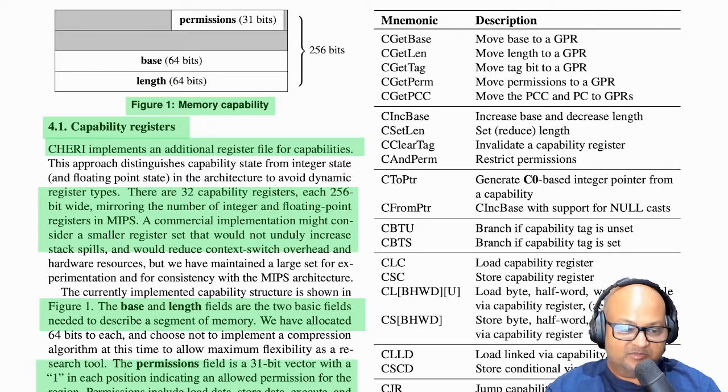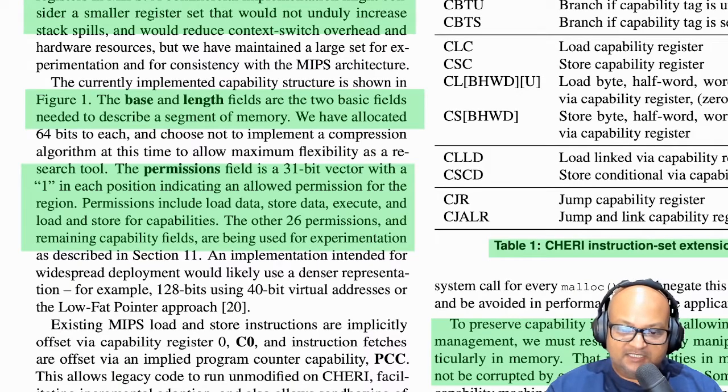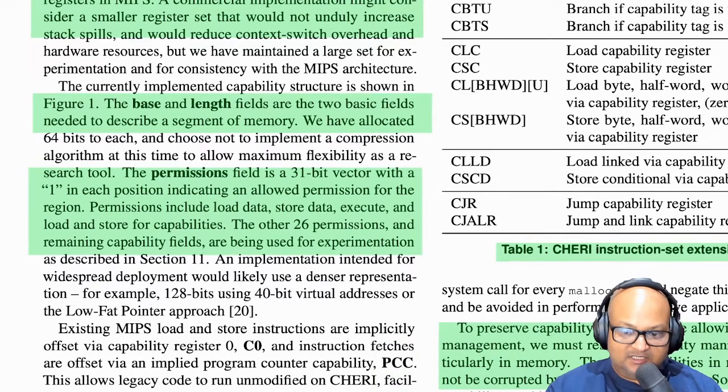These new capability registers are 256 bits wide, and they consist of a base and a length. So those are the basic things you need to specify a linear range of memory. And they also contain some space to hold permission bits. These permission bits are things that indicate whether one is allowed to load or store data, or to execute as instructions the data stored in that range of memory, and so on.